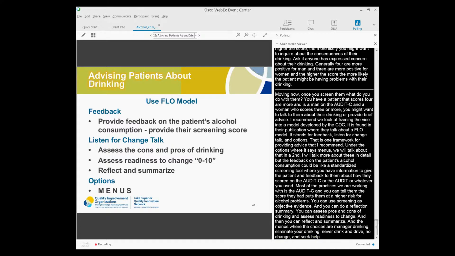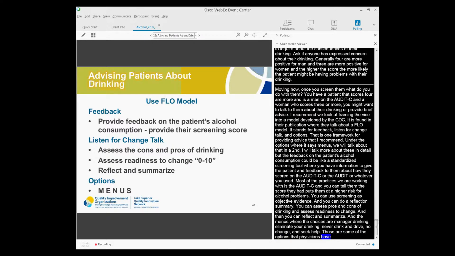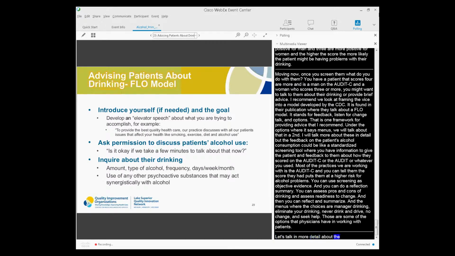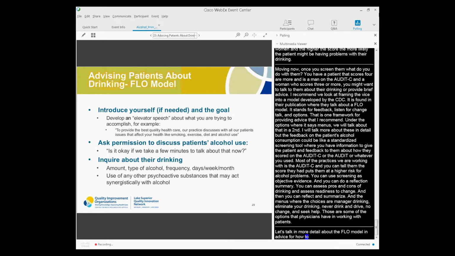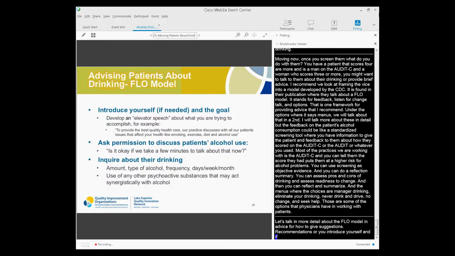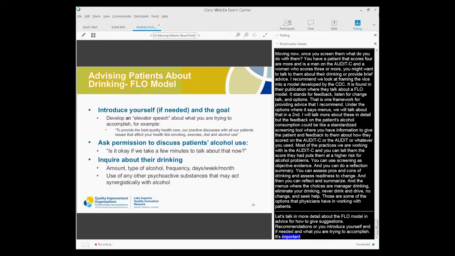So let's talk a little bit more in detail about this flow model and some suggestions for how to provide brief advice. So recommendation is that you introduce yourself, as needed if they don't know you that well, and what you're trying to accomplish. It's sometimes important to develop an elevator speech about what you're trying to accomplish. So, for example, to provide the best quality health care, our practice discusses with all of our patients issues that affect your health, like smoking, exercise, diet, alcohol use, and mood states.